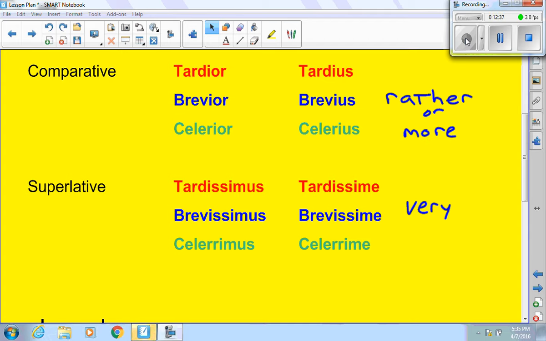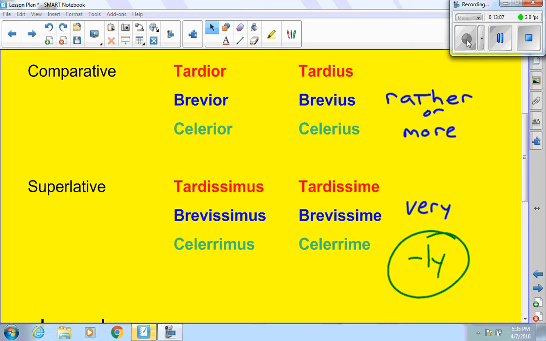Translating the comparative adverb, we can use the word rather or more. So for tardius, I have rather slowly. For brevius, I have rather briefly. For celerius, I have rather quickly. Now I can use more as well. More slowly, more briefly, more quickly. For the superlative, I want to use the word very. For tardissimus, I have very slowly. Brevissimus, very briefly. Celerrimus, very quickly.